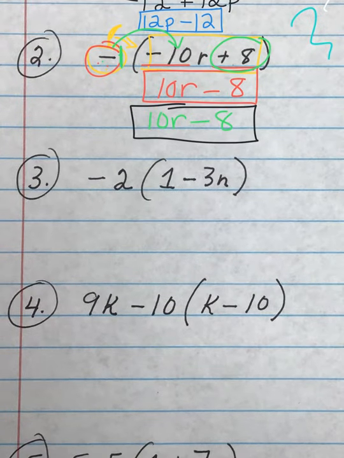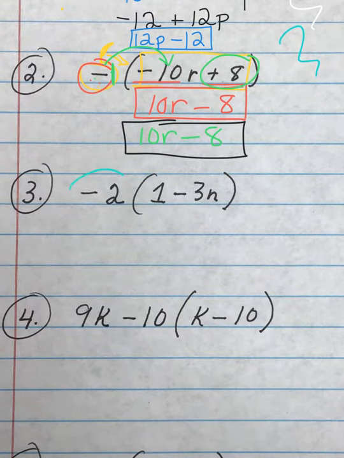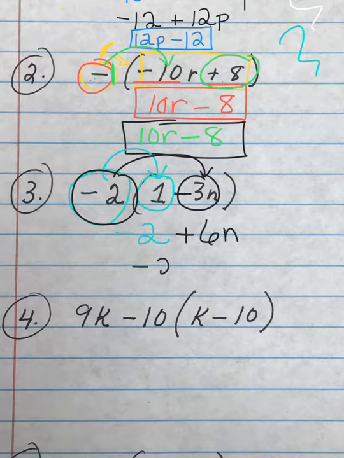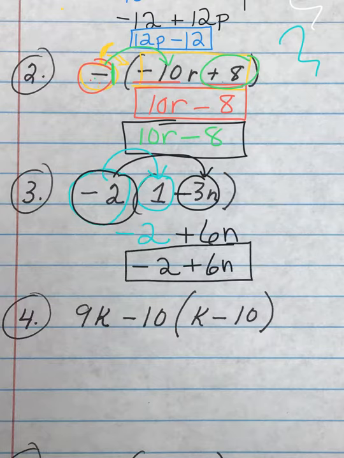Okay, number 3. Let's take this negative 2 and times it by 1. That would give me negative 2. And that's hard to see too. Okay, let's take the negative 2 and times it by negative 3. Negative 2 times a negative 3 is positive 6n. So negative 2 plus 6n. Final simplified expression.